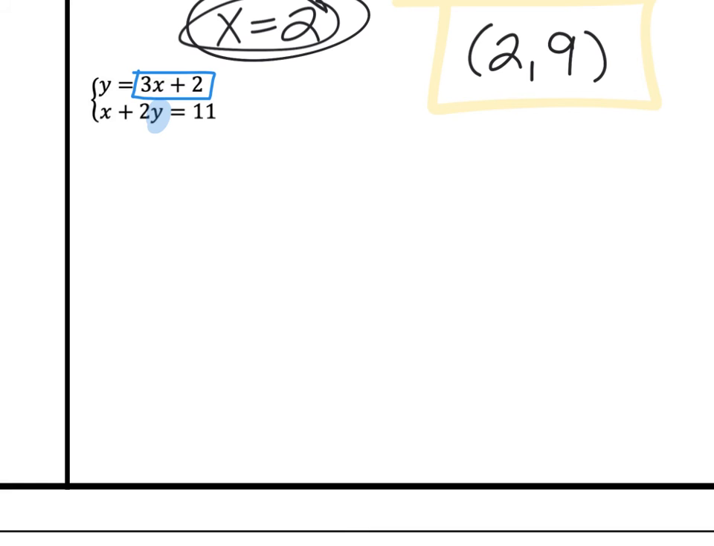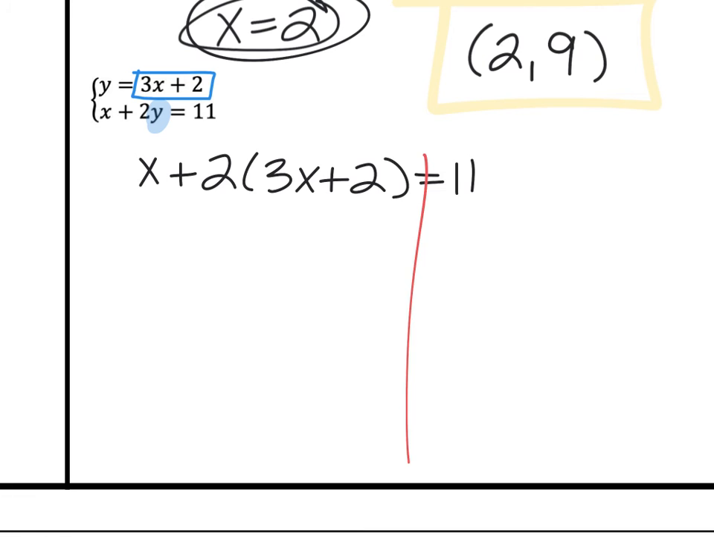Okay. So you're going to get one equation. You're going to rewrite this bottom equation: x plus 2, but not y. What do I put instead? 3x plus 2 equals 11. And you're just solving an equation, which we've done a lot.